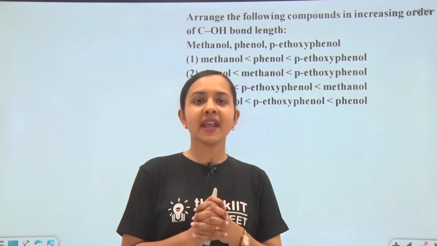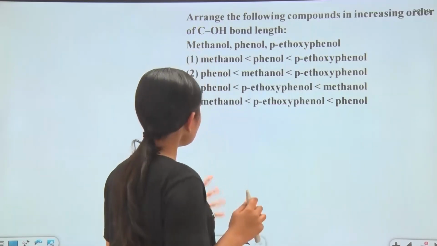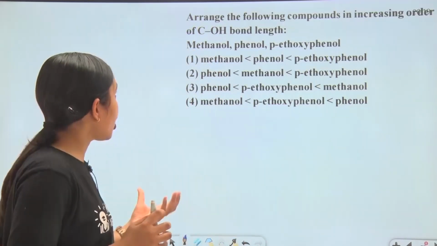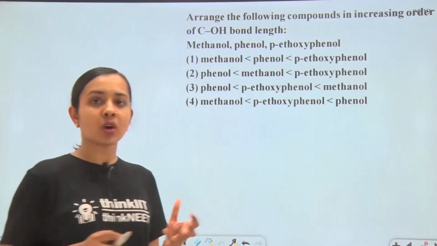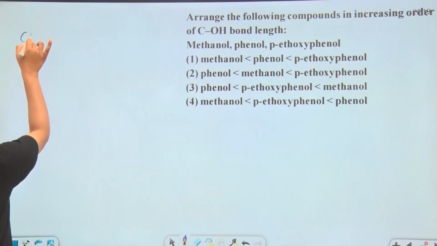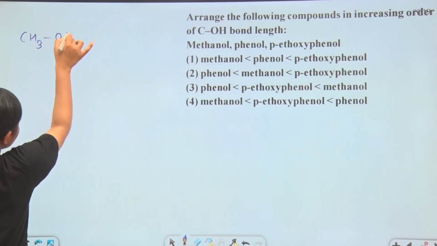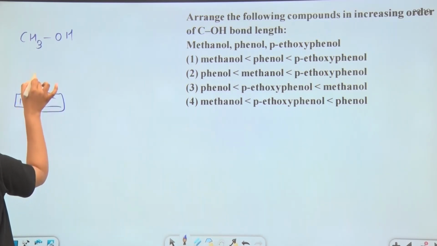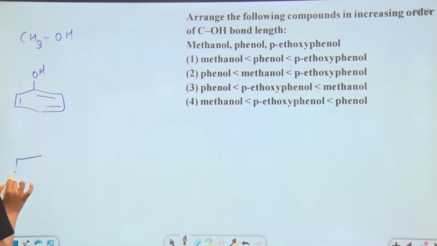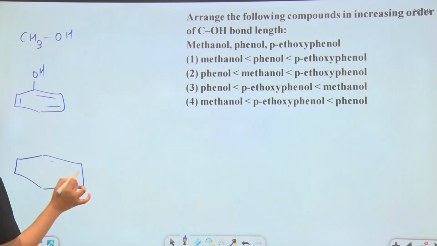Hello dear students, so our next question is, arrange the following compounds in increasing order of C-OH bond length: methanol, phenol and para-ethoxyphenol. Student, this is the structure of methanol. Next one is phenol. And the next one is para-ethoxyphenol.